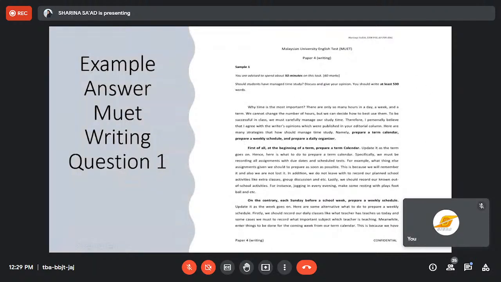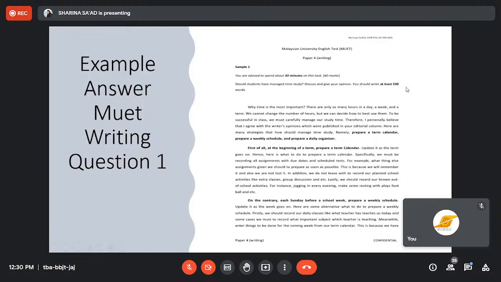Okay. This is an example. I don't think I have time to go in detail because I still have to talk about reading skill after this. Okay. Should student have managed time study? Discuss and give your opinion.